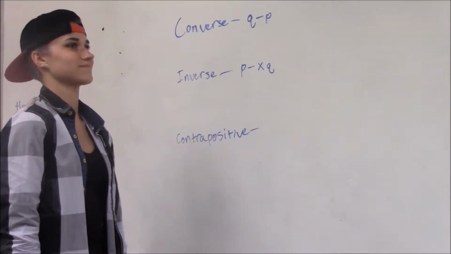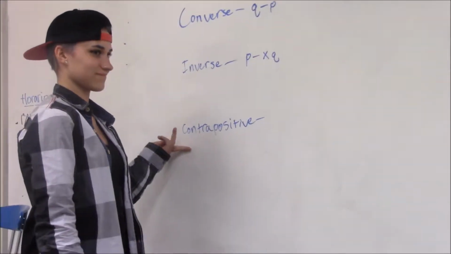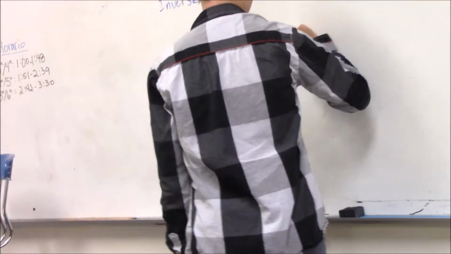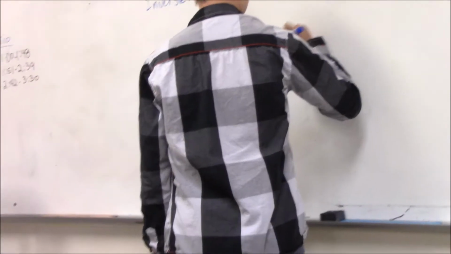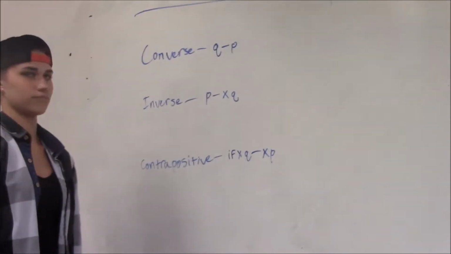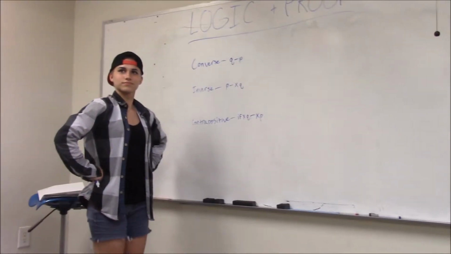Alright, finally, a contrapositive changes the setup to, if not Q, then not P. Now, this changes our statement to, if a person is not dying in less than 90 seconds, then they are not in the vacuum of space.